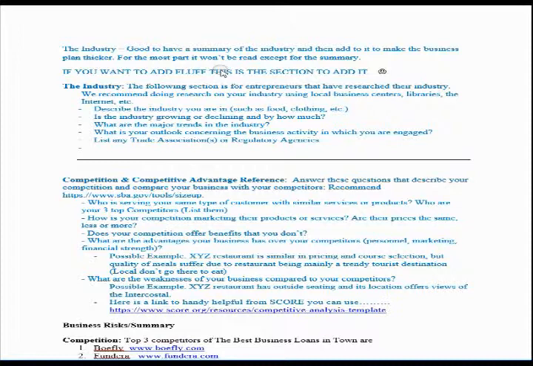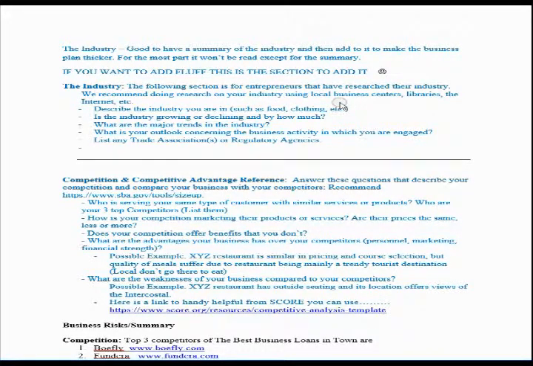Most of the lenders are just going to go over maybe the first paragraph or a summary of it and then go on to the next section. But this is a great way to show that you really did an in-depth study of the market yourself, that you really did your due diligence. And just as it mentions here, it's good to have a summary of the industry and then add to it to make the business plan thicker. For the most part, it won't be read except for the summary that you're going to do. So when you're doing the industry summary, here are some things that you want to hit on.